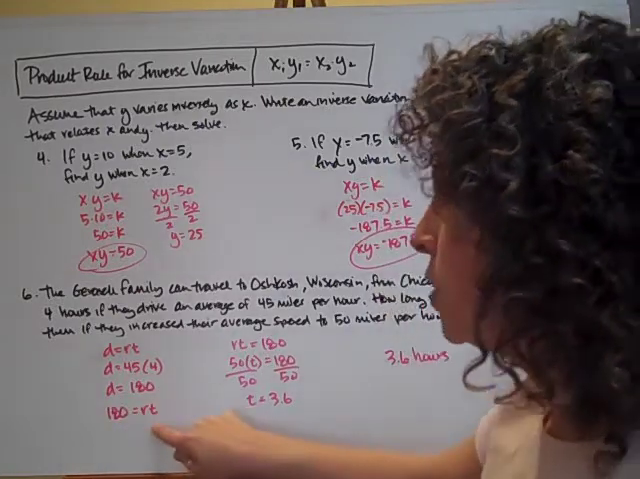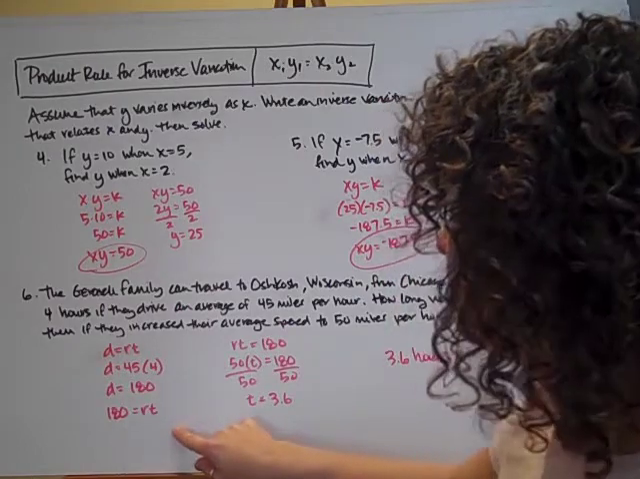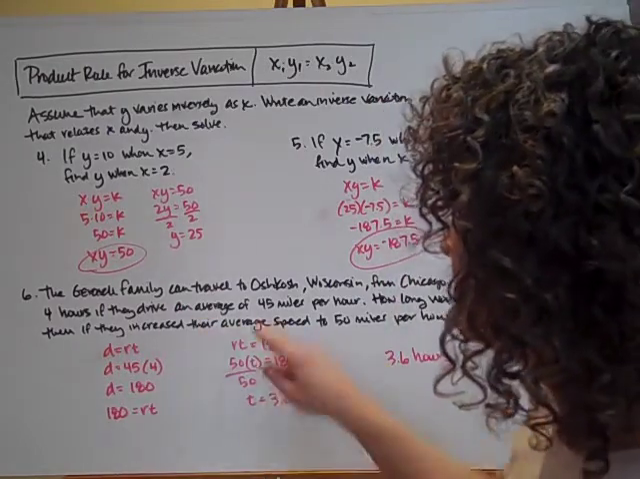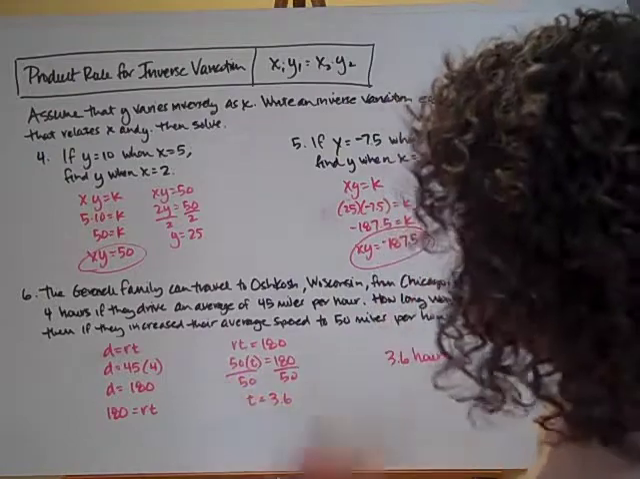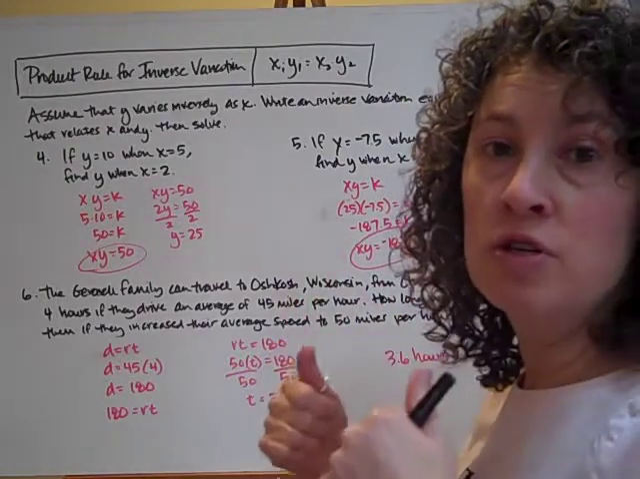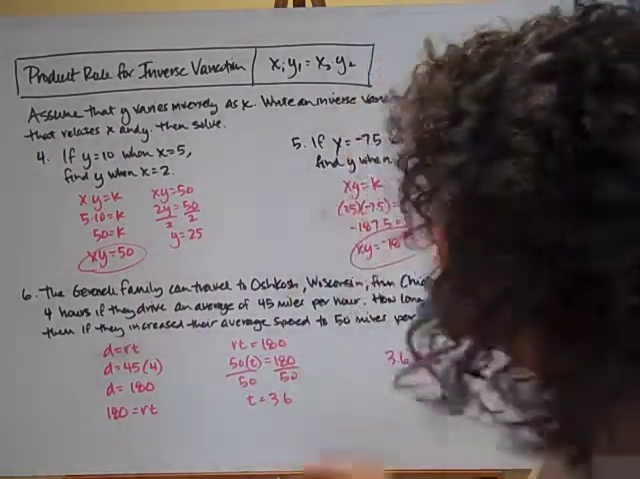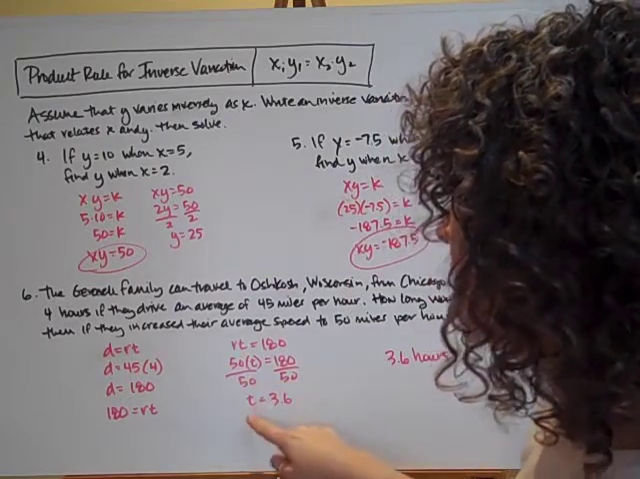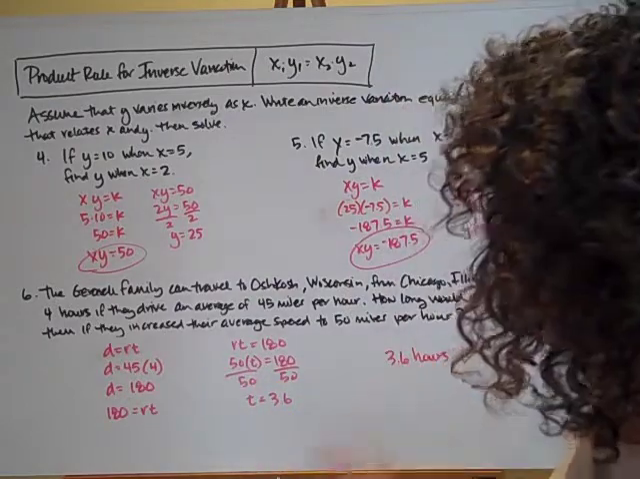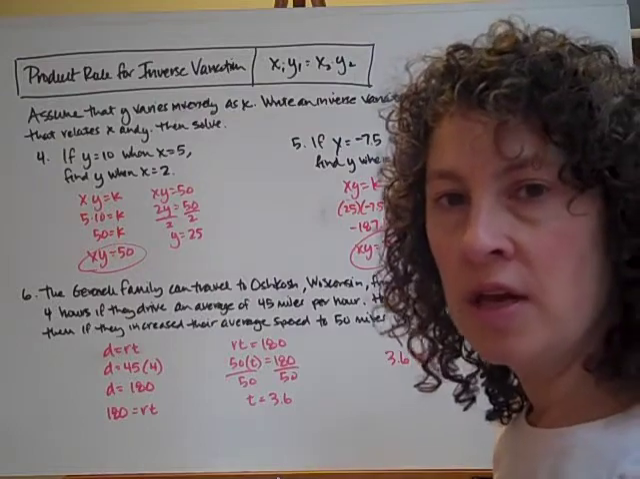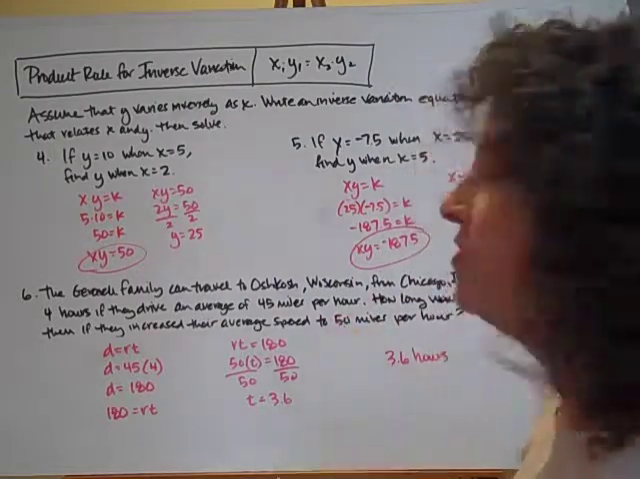So we come up with an equation, 180 equals the rate times the time. So if they increase their speed to 50 miles an hour, I'm going to see what happens to their time. Now if they increase their speed, since it's an inverse variation, their time should decrease. So if I put 50 into here, I get that their time is 3.6. So they can make it in 3.6 hours if they increase their speed to 50 miles per hour.